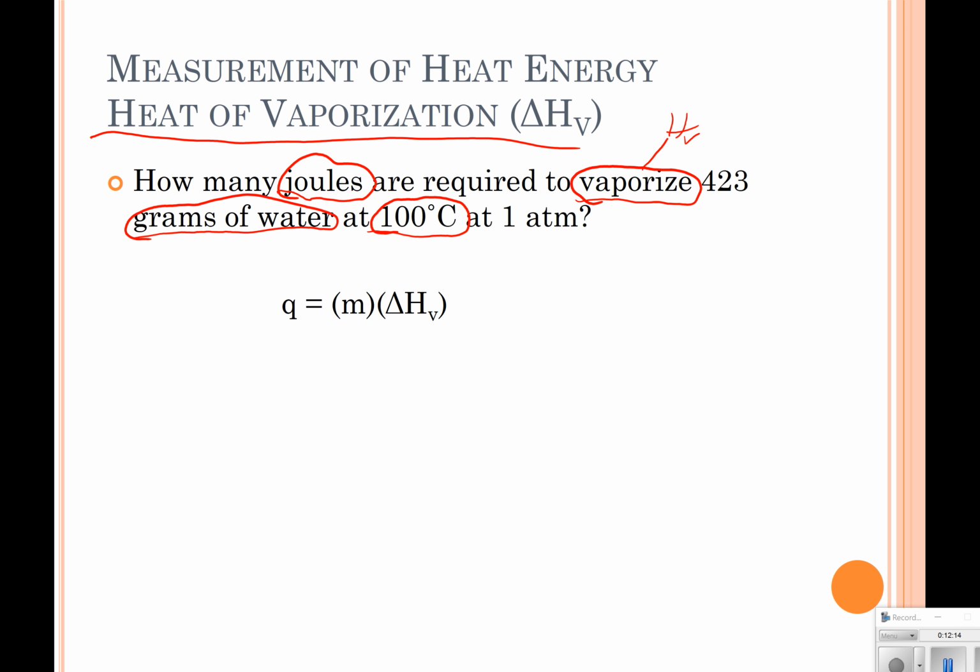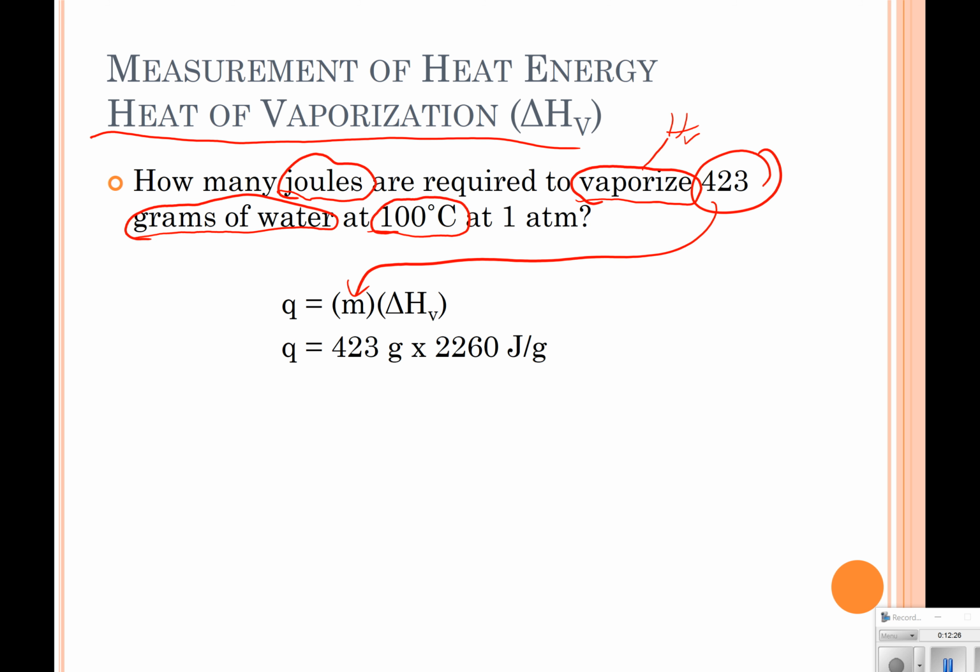Now, the equation we'll use will look just like the heat of fusion, but we're instead going to use the heat of vaporization, and that's just going to give us a different value. So we plug in how much water that we have, 423 grams, and we use the heat of vaporization value from Table B. And this is going to be a much higher energy value compared to the heat of fusion for the same amount of water. Again, almost 10 times as much.